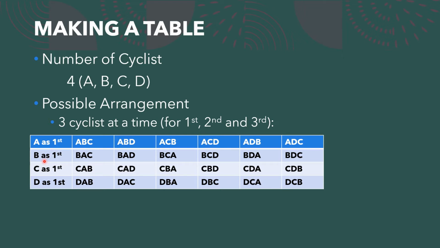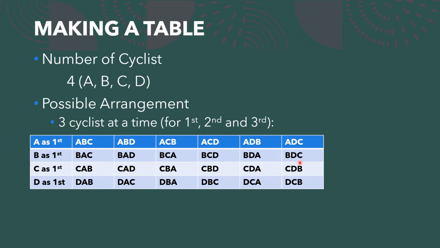Pag si B naman ang first placer, mapapansin din natin na 6 din ang kanyang arrangement. Same process dun sa ginawa natin kay A. Una, kailangan ma-identify mo muna kung sino yung second placer. Yan, sa unang 2 arrangements, si A ang second placer. Tapos yung third placer lang natin, pinagpalit lang natin si C at saka si D. Next naman, si C naman ang second placer at pinagpalit lang si A at saka si D. Next is si D naman ang ating second placer at pinagpalit lang si A at saka si C.